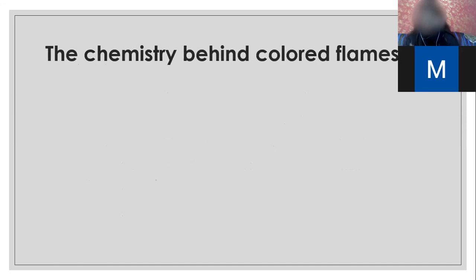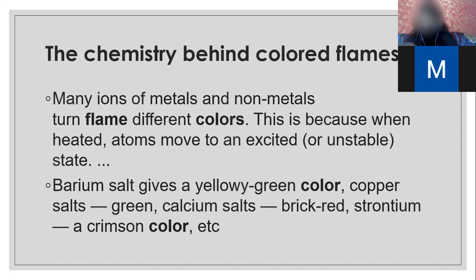Now, what is the chemistry behind the colored flames? The chemistry behind the colored flames is this. Many ions of metals and non-metals turn flame into different colors. This is because when heated, atoms move into an excited state. The same thing I have told you before: when we heat a metal, their ions and the electrons in them are excited, and in this way they emit flames of different colors.